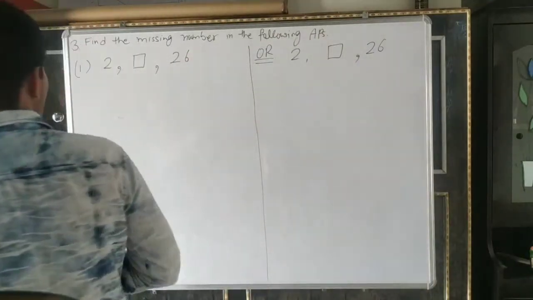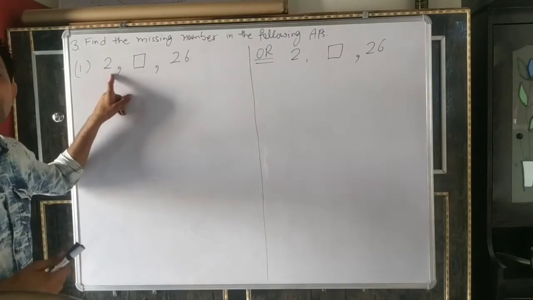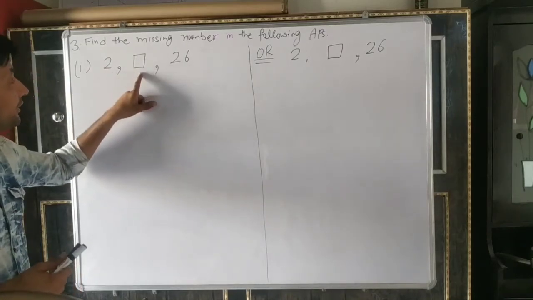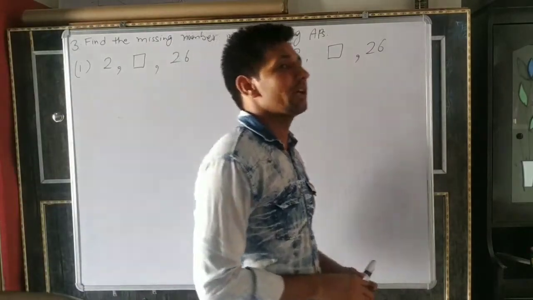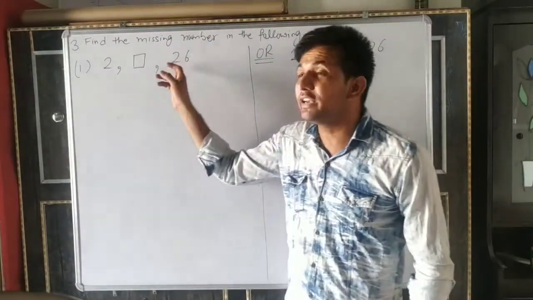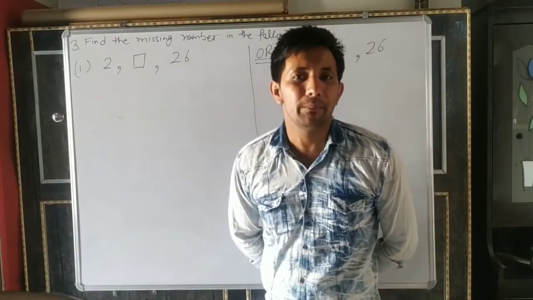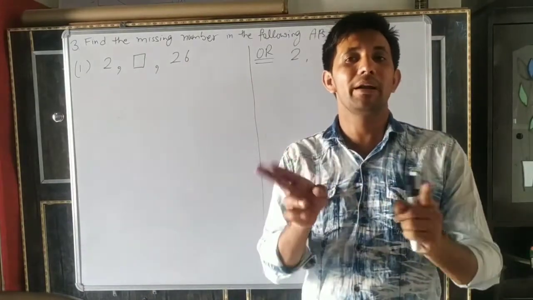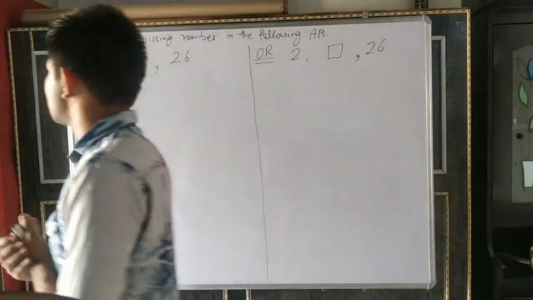Always remember, dear, here 2 is the first term, this is the second term, and this is the third term. We only have to remember this in the question. Everyone knows what an AP means: the common difference must be the same. Every time the common difference is the same.